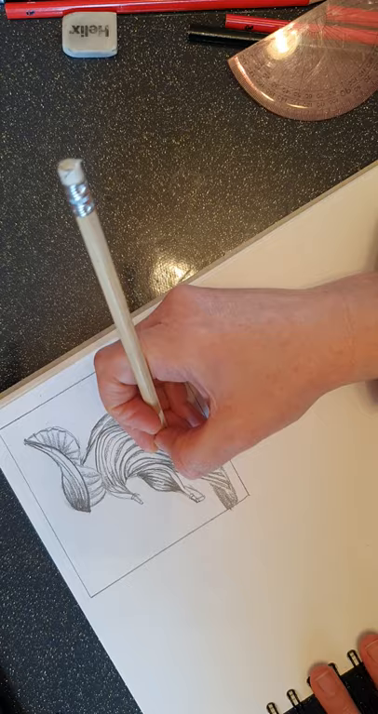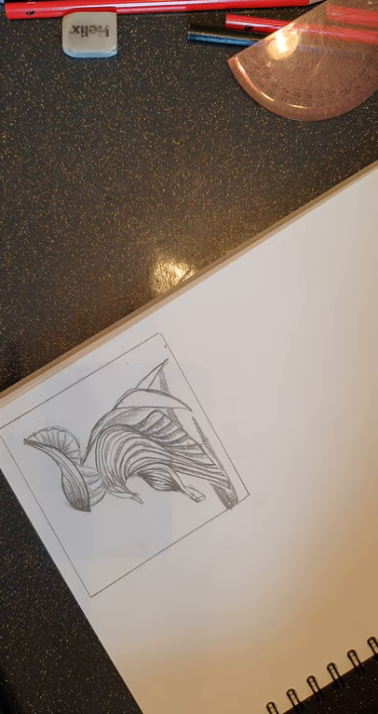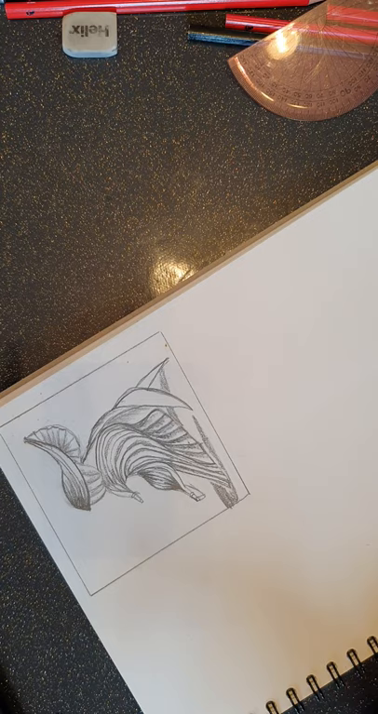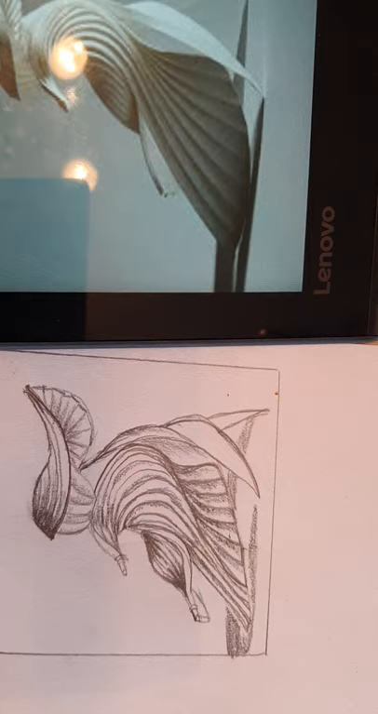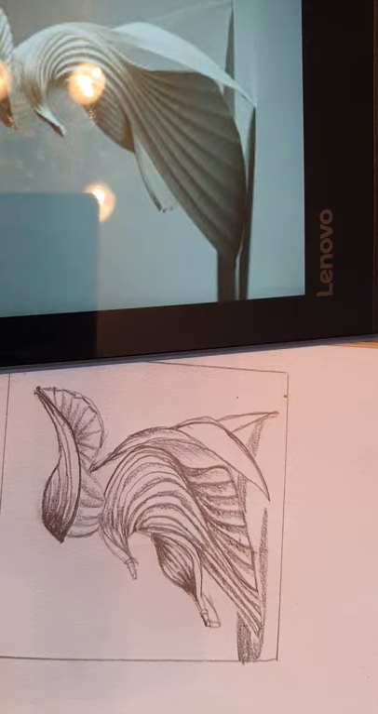Adding a bit more definition there. Right, so I think that you can tell from that picture that I have been looking at that image. So I think I'm going to leave it there. I look forward to seeing yours.